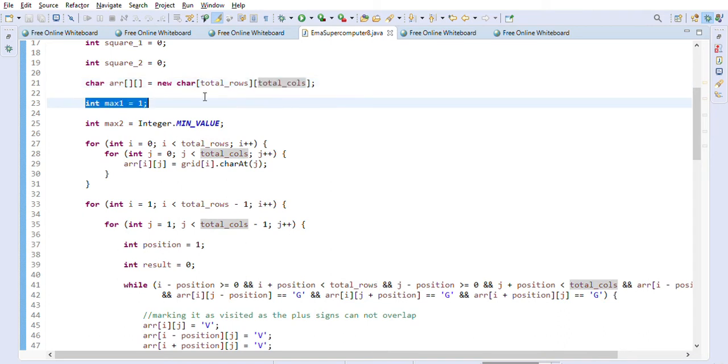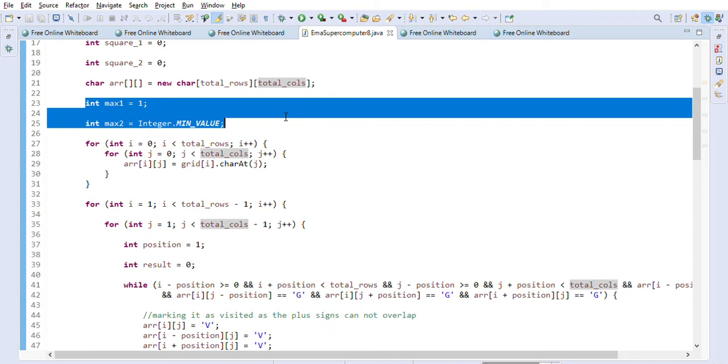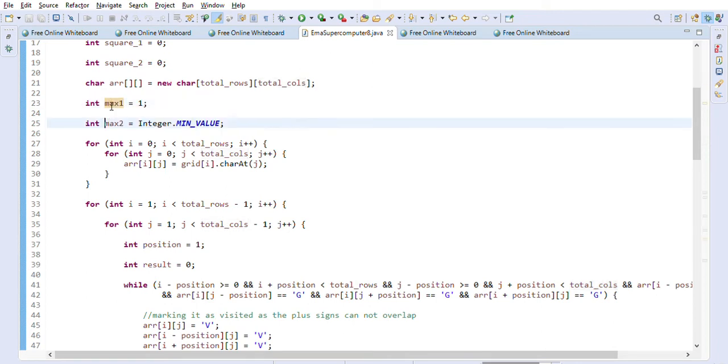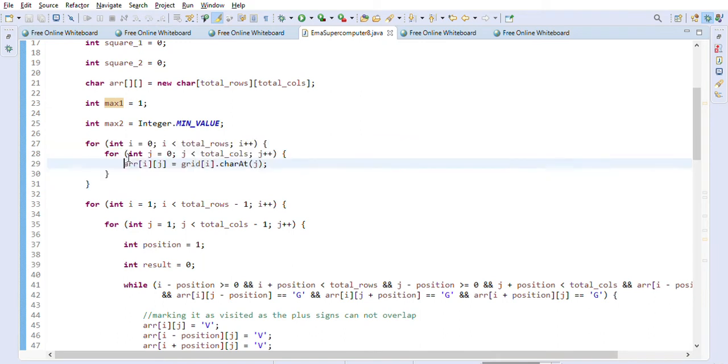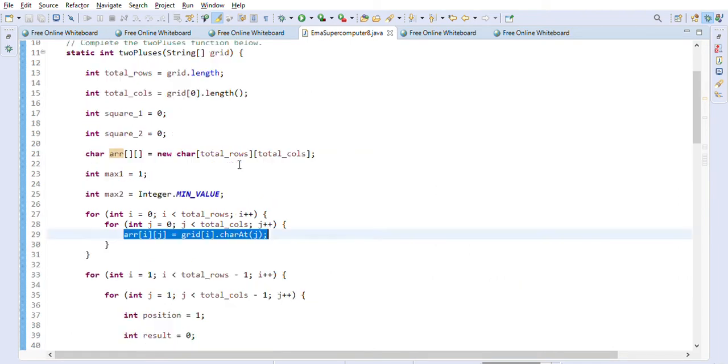Now after that we are creating two variables, max1 and max2. This is to keep track of the maximum two plus signs that we have seen. Okay, now in these two for loops what we are doing is populating this array with the same values as the original grid. So it is now initialized the same as the original grid, as you can see here.